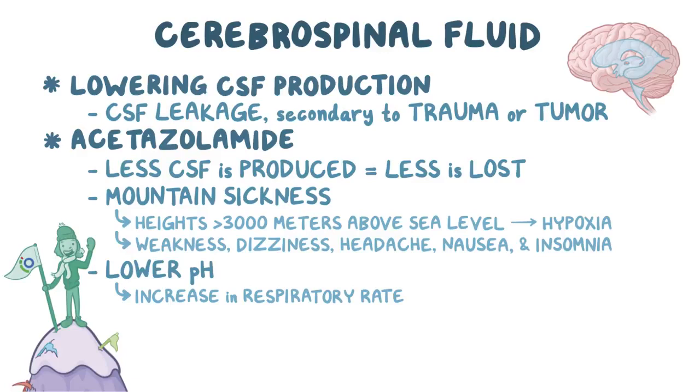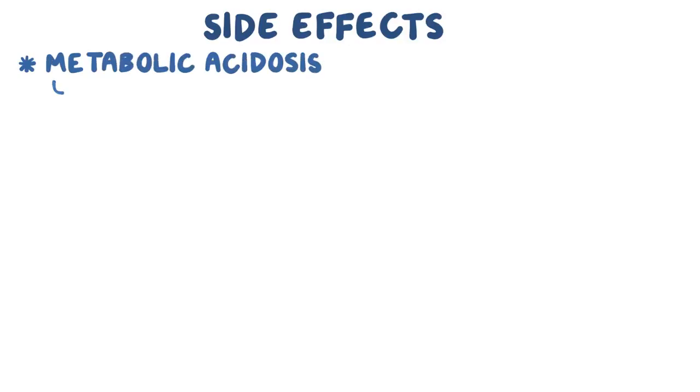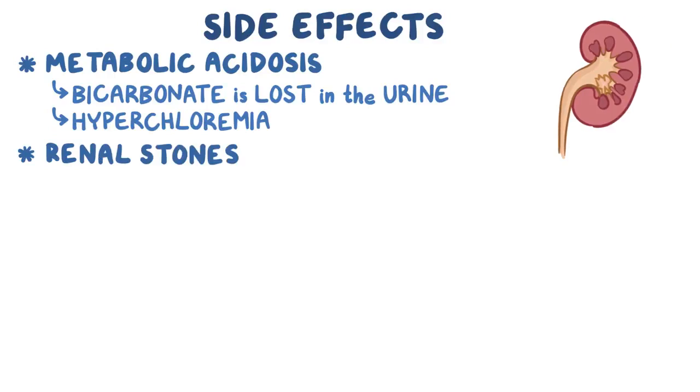For the same reason, acetazolamide can be used in the management of sleep apnea, which is when people stop breathing for short periods of time while sleeping. For side effects, carbonic anhydrase inhibitors can cause metabolic acidosis, since lots of bicarbonate is lost in the urine. When this happens, the body tries to compensate for the bicarbonate loss by releasing chloride from the cells into the blood, leading to hyperchloremia. Secondly, there's also a risk for renal stones to form.